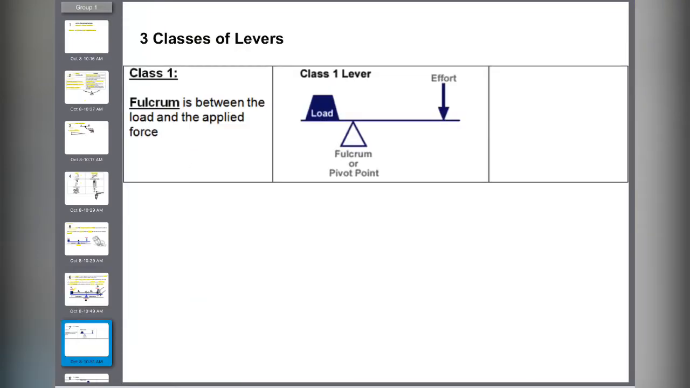There are 3 kinds. In class 1 of a lever, the fulcrum is in the middle. If you have your load, your fulcrum, and your effort, I'm just using the symbols L, O, E. The key thing is it could be backwards. You could have E, O, L, as long as the fulcrum is in the middle. An example for that is a teeter-totter.